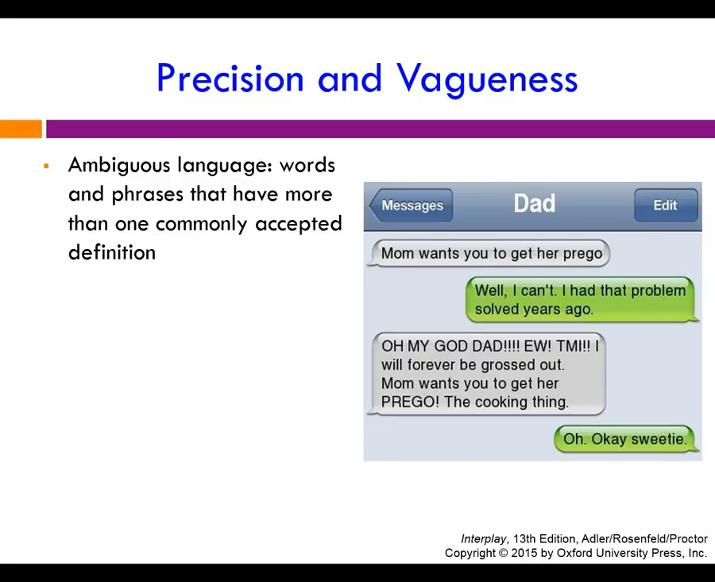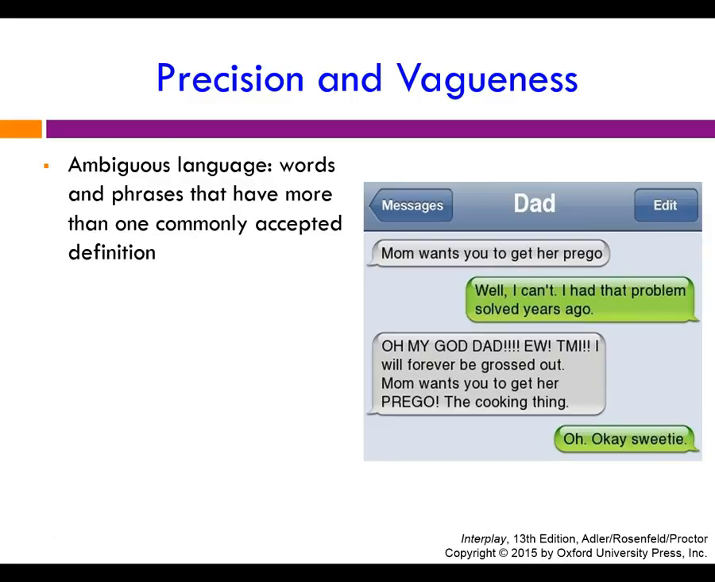The text message conversation between a father and a child. The child says, "Mom wants you to get her Prego." And the dad responds, "Well, I can't. I had that problem solved years ago." The issue here is the ambiguousness of the word Prego.